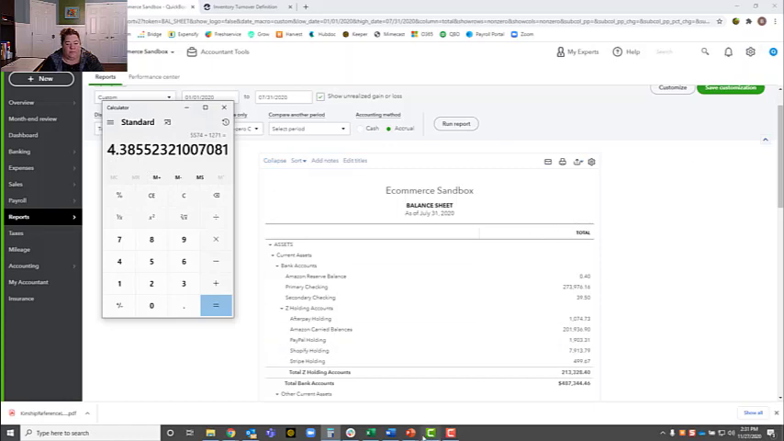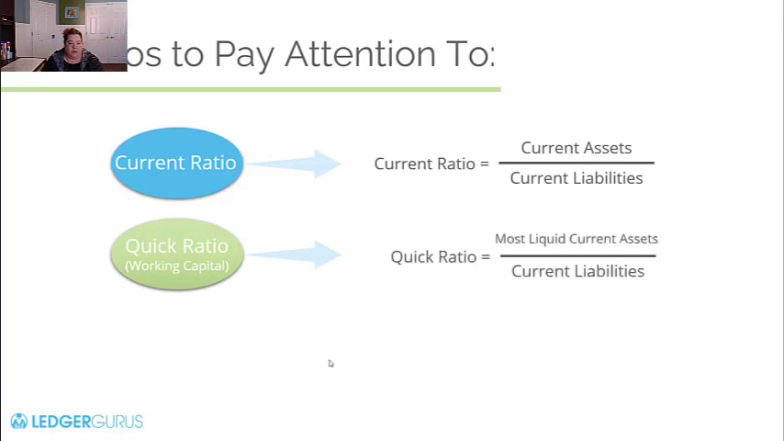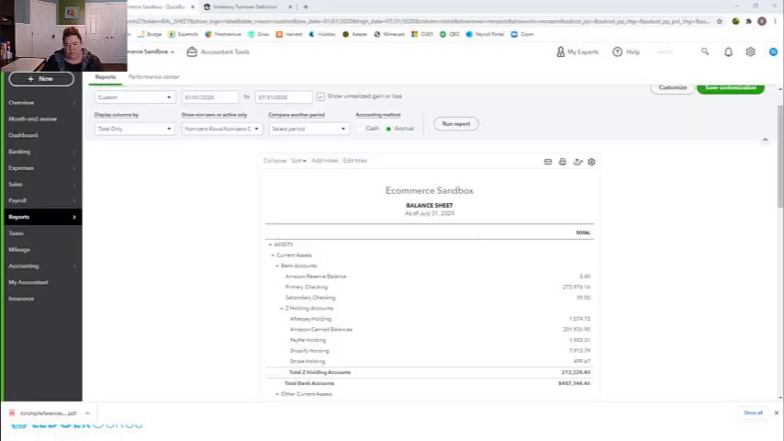And that's great. However, I want to show you the next ratio that I think in some ways adds even more insight into this, and it's the quick ratio. So what's the difference between the quick ratio and the current ratio? The biggest one is that the current ratio looks at all current assets, whereas the quick ratio only looks at our most liquid current assets. So let's go back to this and I'll show you what I mean by that.